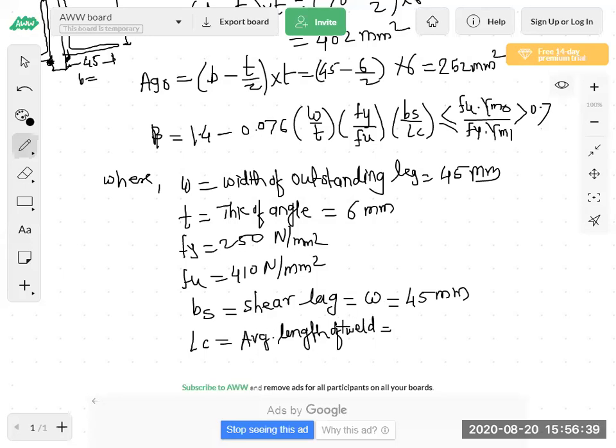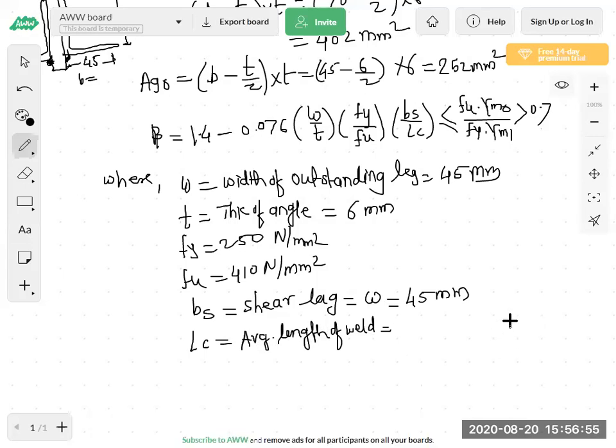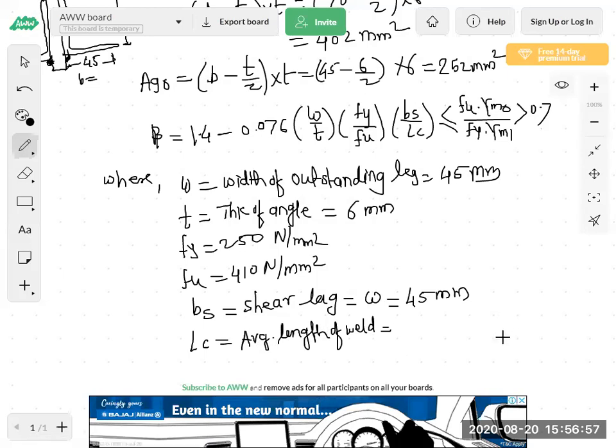So we have to take the average of all lengths of weld. So average length of weld. If 2, then L1 plus L2 by 2; if 3, then L1 plus L2 plus L3 by 3. If 4 will be there, then L1 plus L2 plus L3 plus L4 by 4.